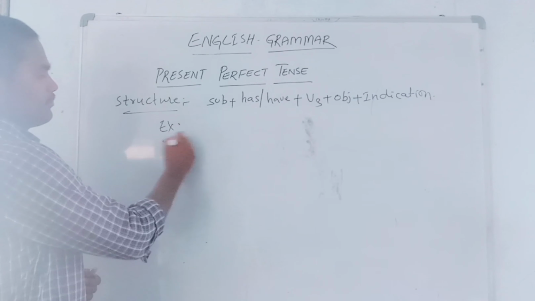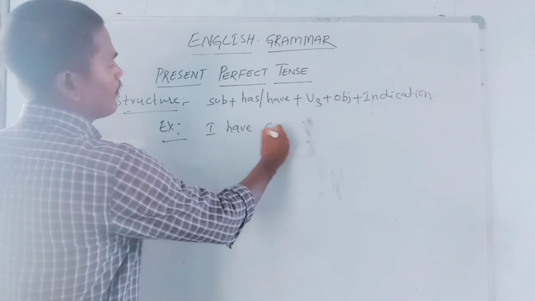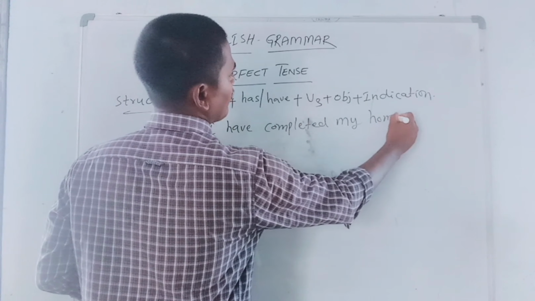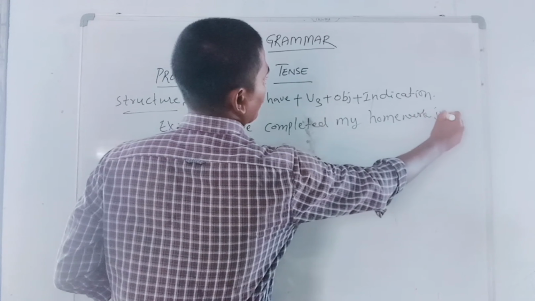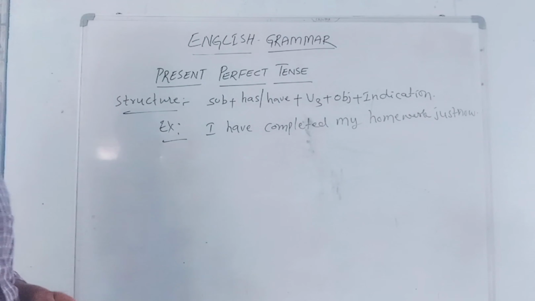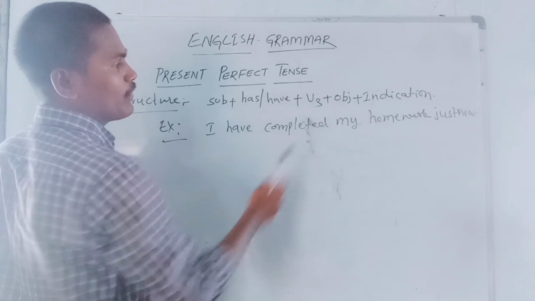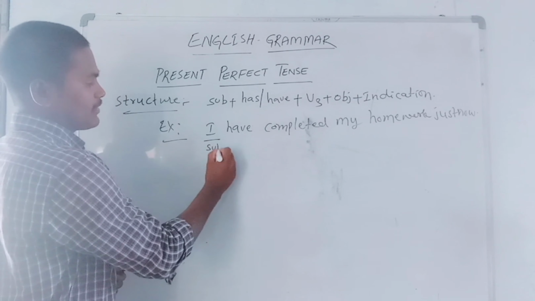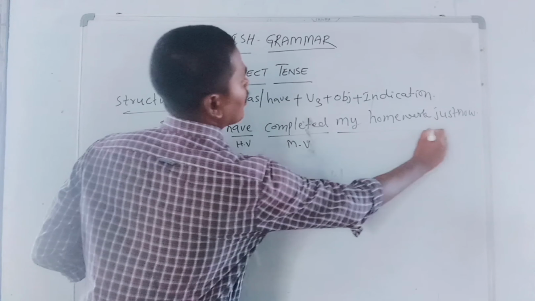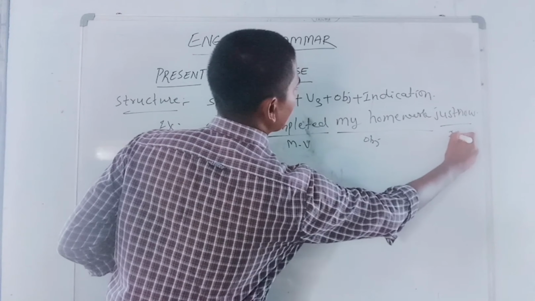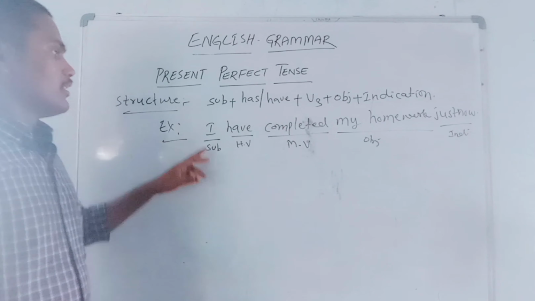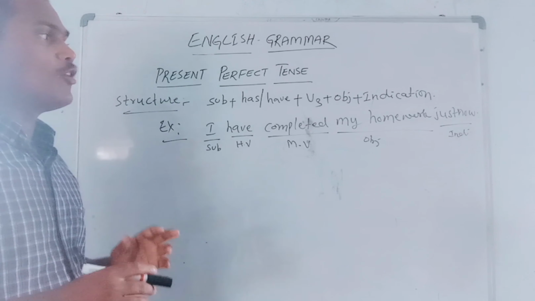So example 1: I have completed my homework just now. Look at the example. I have completed my homework just now. So it is called subject, helping verb, main verb, object, and indication. These are the parts of the sentence. Okay, leave it there. I have completed my homework just now.